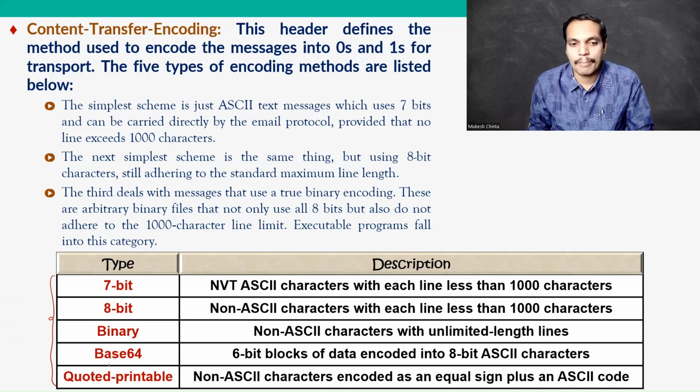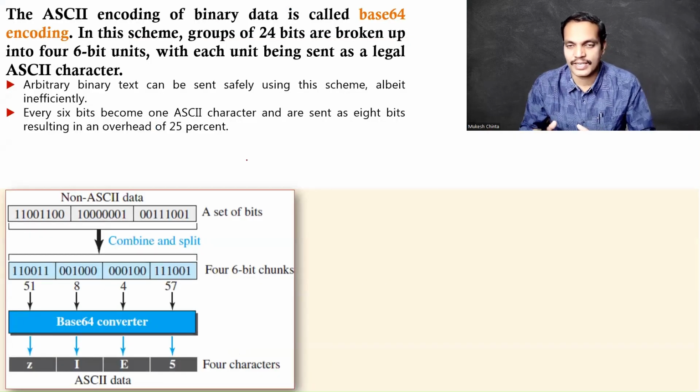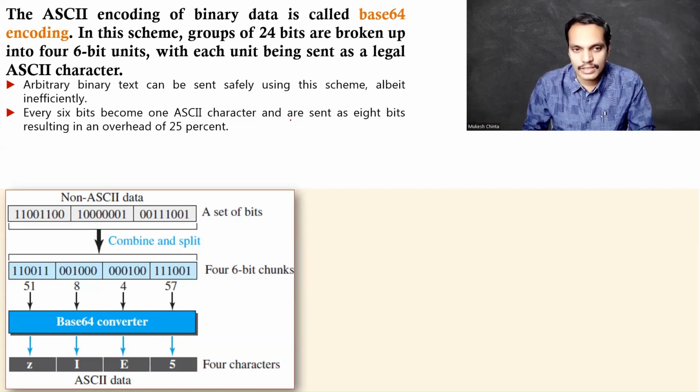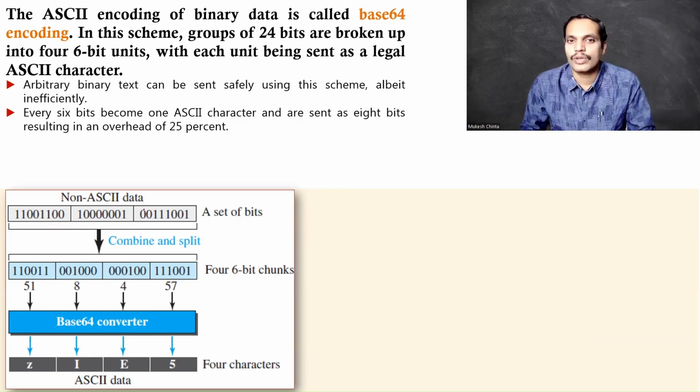One of it is called base64 encoding, and the next one is called quoted printable. Let me explain how these two are used for doing the content transfer encoding. Let us first discuss base64. In base64, if you have non-ASCII data, you group it into a set of 24 bits. So this is a set of 24 bits. I'm showing you the example also.